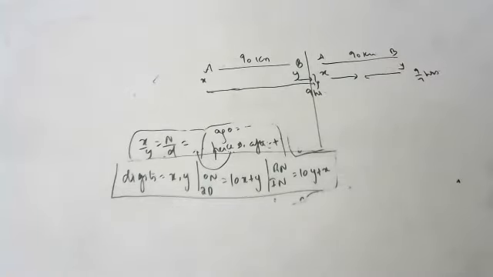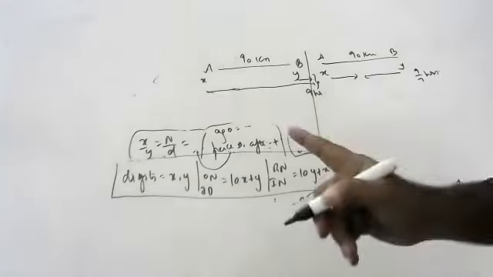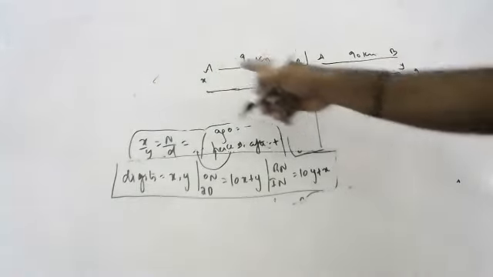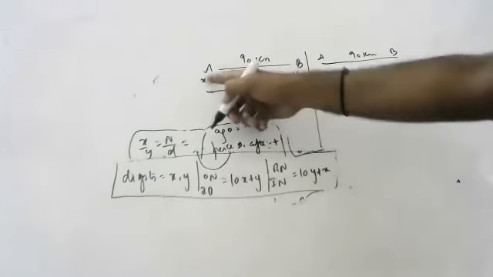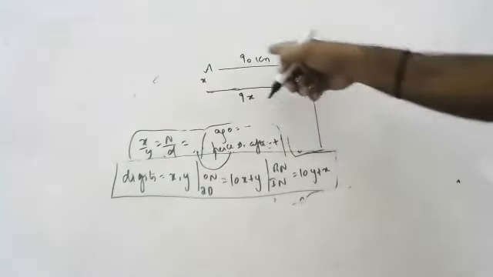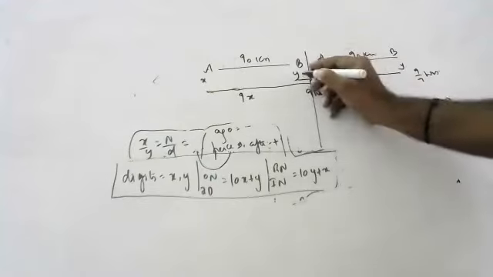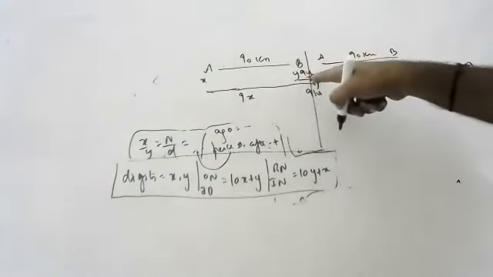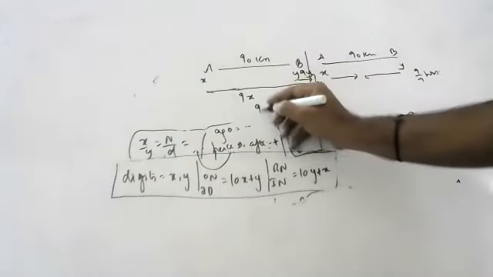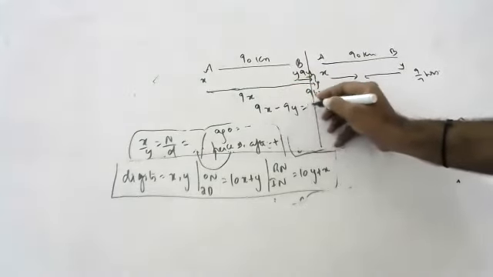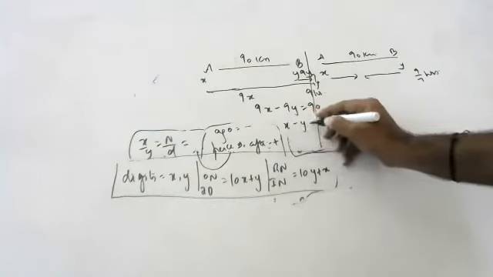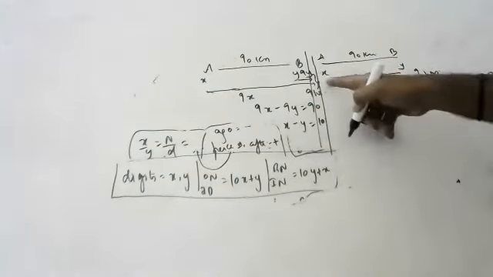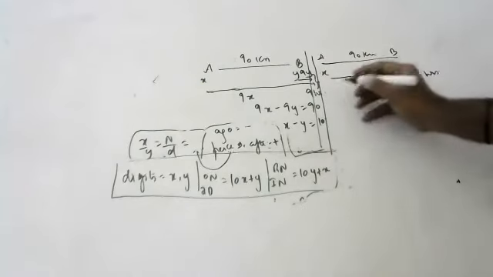Now, children, slowly I will say, in 9 hours, how much distance will this fellow travel? 9x, because speed into time. In 9 hours, how much will this fellow travel? 9y. From 9x, if I remove 9y, how much distance do I get? 90 kilometers. 9x minus 9y is equal to 90, x minus y is equal to 10.